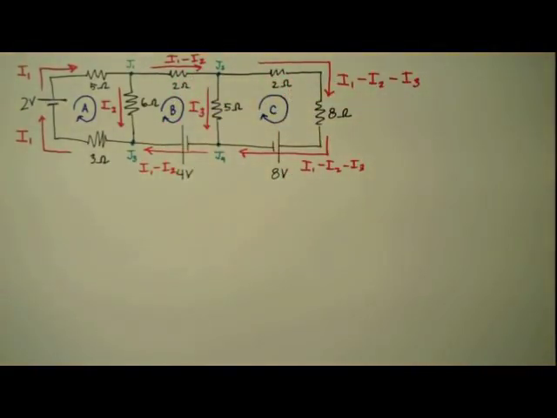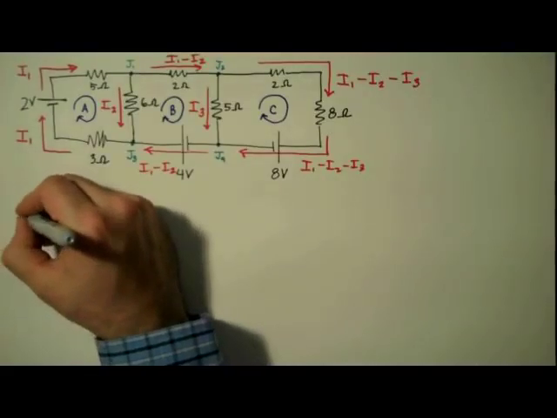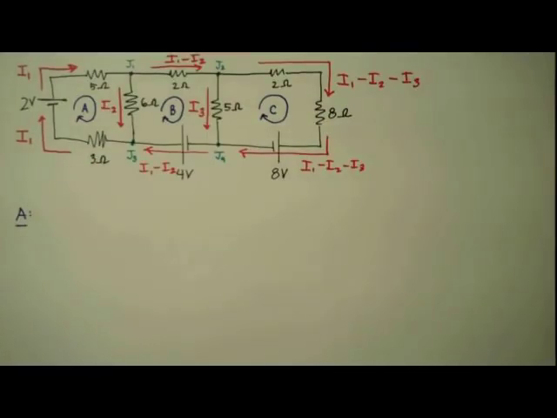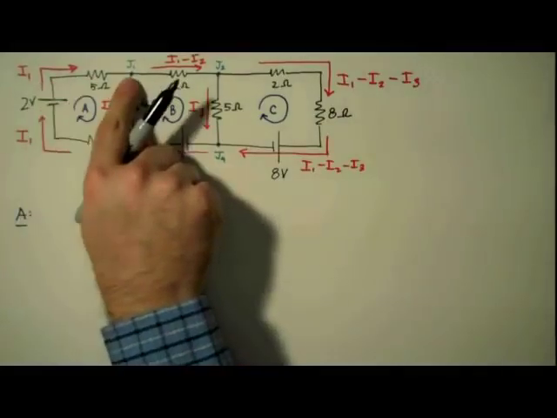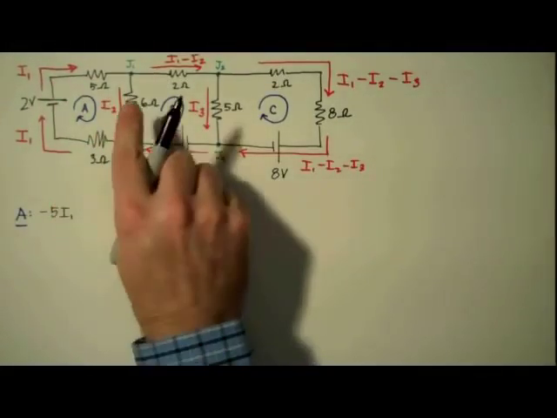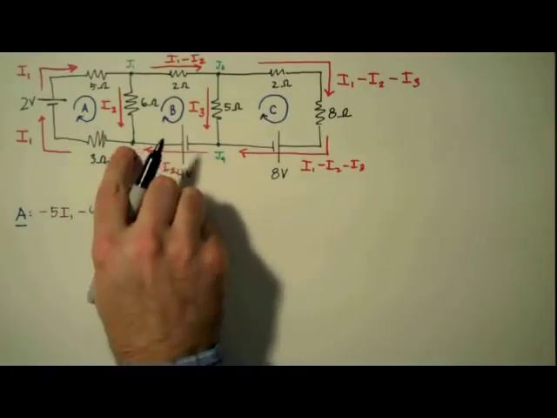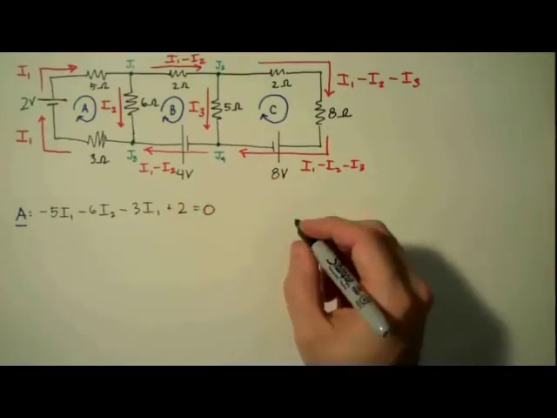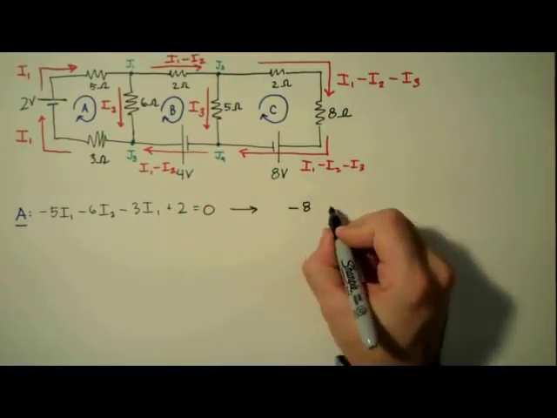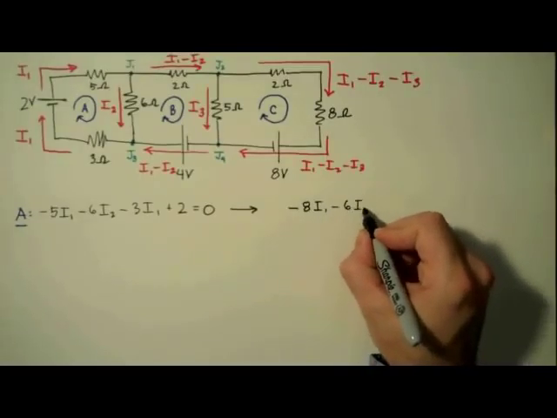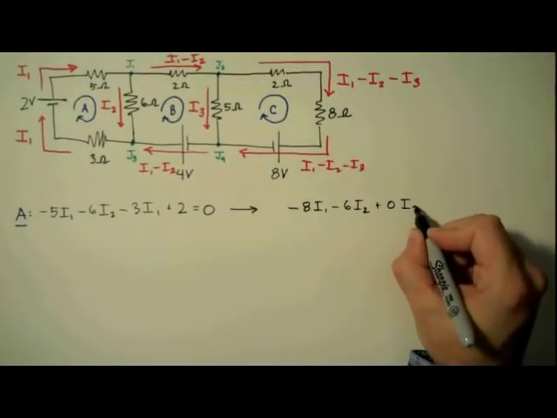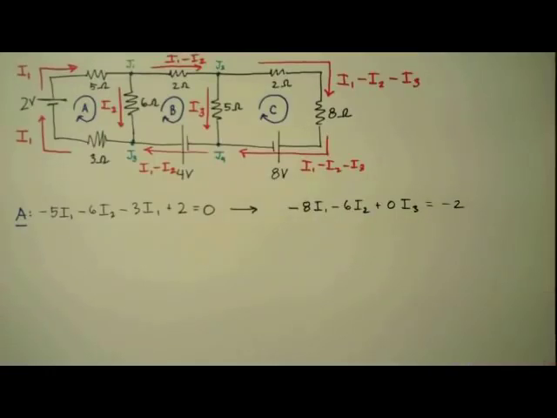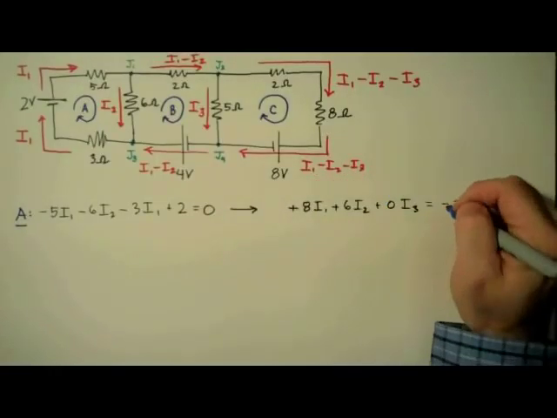Now that our circuit's labeled, we can apply the loop rule. The loop rule states that the sum of the voltages around a closed loop is equal to 0. We'll start by labeling loop A. Here we're going to start in the upper left-hand corner and move clockwise around our loop. So we have minus 5I1 minus 6I2 minus 3I1 plus 2 equals 0. This simplifies to negative 8I1 minus 6I2, and since we need an entry for I3, we're going to just write 0I3 here, equals negative 2.